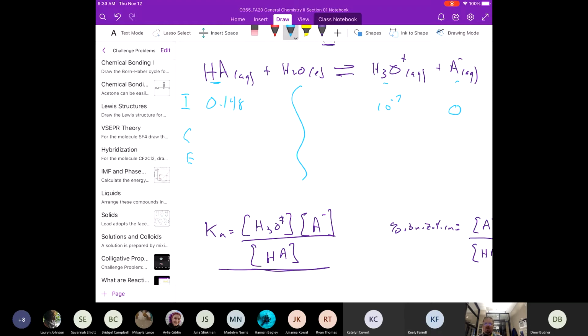So where does equilibrium lie? Well, if we look at Q, we put these values into the K expression, we see that we get a number that is essentially 0 because this one is 0. So 0 divided by a number is 0. That means that the equilibrium has to lie in this direction, which means that we are going to lose some amount of this and gain some amount of each of these.